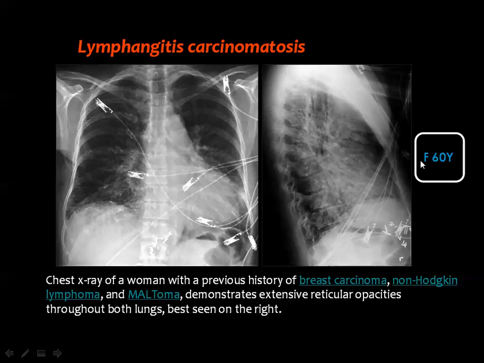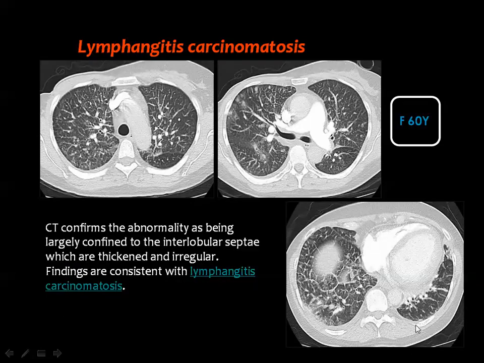This female patient with breast cancer, non-Hodgkin lymphoma, and multiple lymphoma showed extensive reticular opacities in both lung fields, suggestive of lymphangitis carcinomatosis. This patient has interstitial opacities, and if you look carefully and you remember the lymphatic pattern I have mentioned, you see these nodules which represent the hematogenous metastasis.